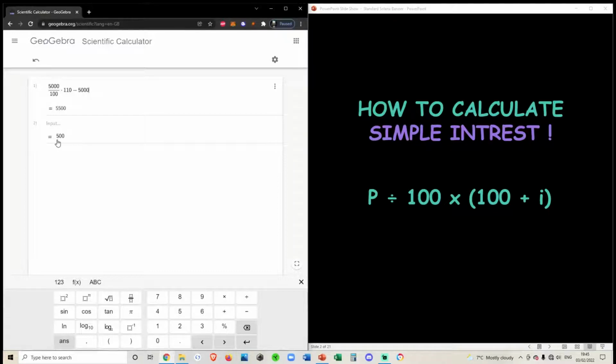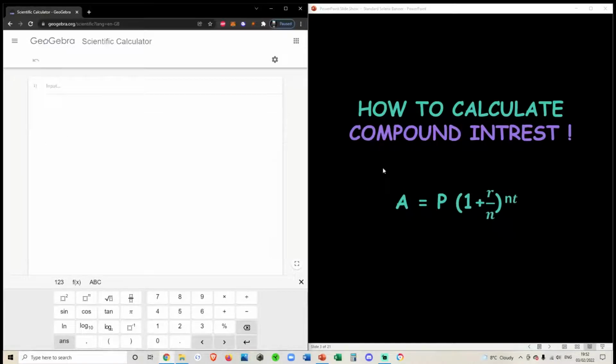So now we know how to do simple interest, we're going to jump into compound interest, which is a little bit more complicated. Alright, so to calculate compound interest, we're left with a slightly more complicated formula, but nevertheless it is still very easy once you learn what all of these mean. A simply stands for the total amount that we're going to be left with. This is our initial investment plus compound interest. This is what we're trying to calculate.